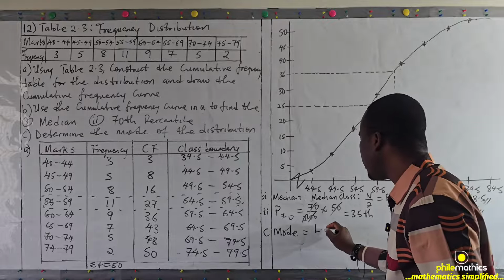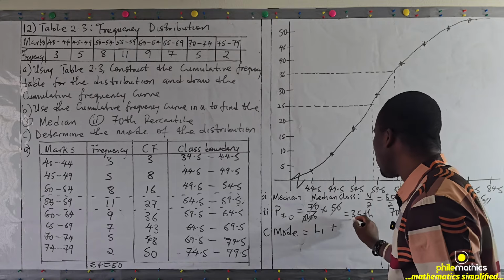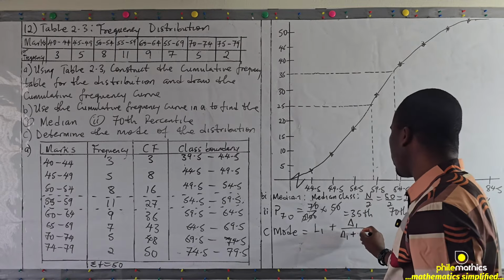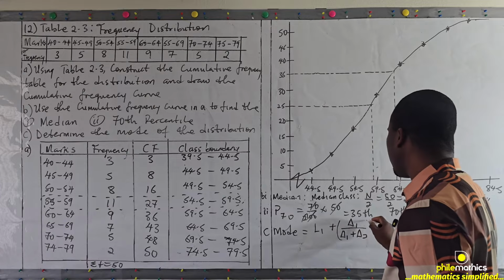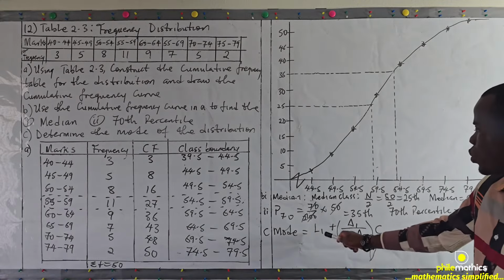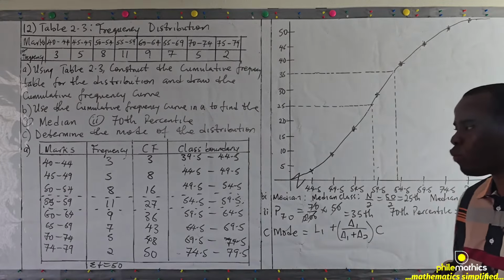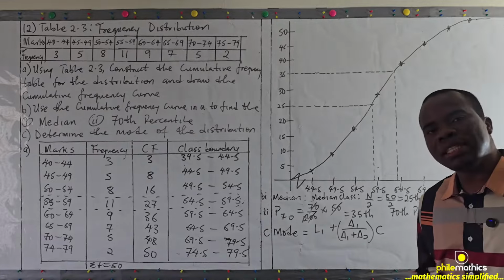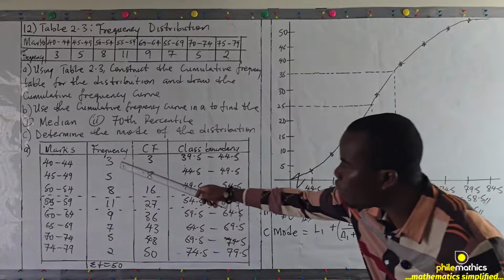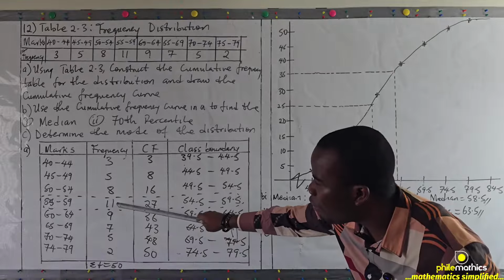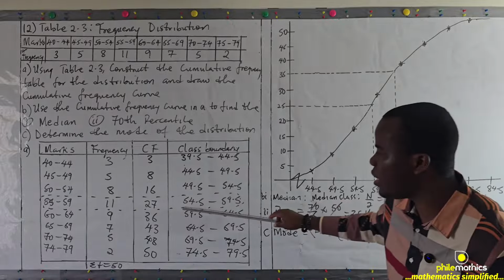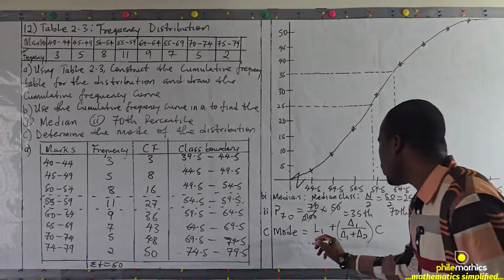And then the mode. The formula for mode says the lower class boundary plus delta 1 over delta 1 plus delta 2, this times the class interval. So L1 is the lower class boundary of the modal class. Remember, mode is the max with the highest frequency. If we check the frequency, the highest frequency is 11. So the lower class boundary of the modal class is 54.5. That is L1.